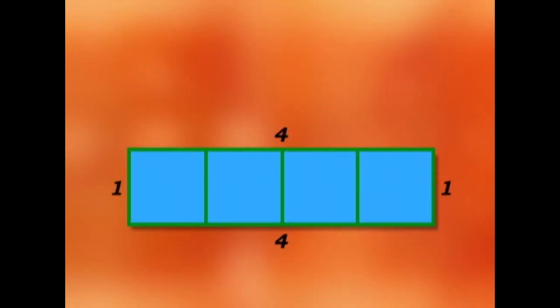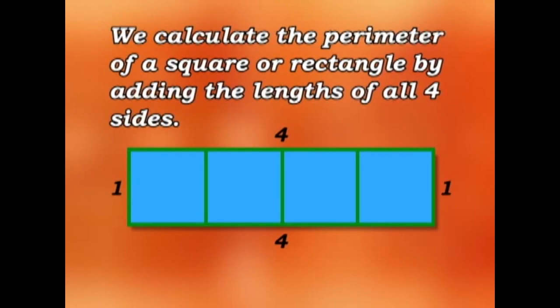Let's look at squares again. You know that we calculate the perimeter of a square or rectangle by adding the lengths of all four sides. So in this figure, the lengths are 4, 1, 4 and 1, making 10. In this figure, they're 1, 1, 1 and 1, making 4.